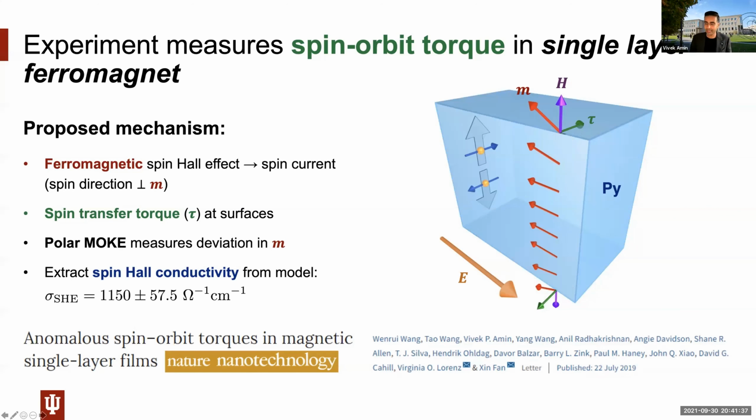So how do we measure this? We measure it using polar MOKE. So this is an optical technique that's used to measure the deviation in M. So I'm not going to go over the experimental details here. I'm just going to say that from that, we can actually extract a lower bound, not an upper bound, but a lower bound of the spin Hall conductivity at about 1,000 inverse ohm inverse centimeters, which is comparable to the spin Hall conductivity in platinum.